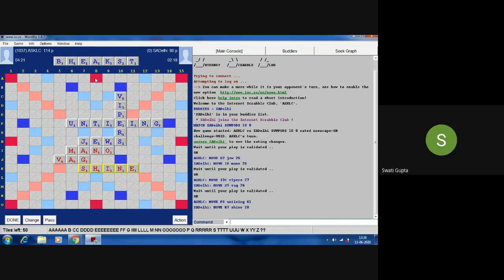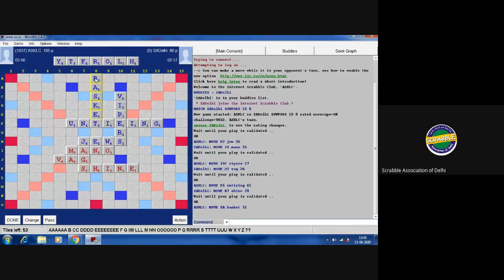Anybody from my rack, can you make a word using this triple word on H? Is there a word like HEATH? Is there any word like that? Oh, Basket. Yes, Basket exactly. So here Basket is valid. I'll try to consume the triple word. And she's got a very good score of 51.